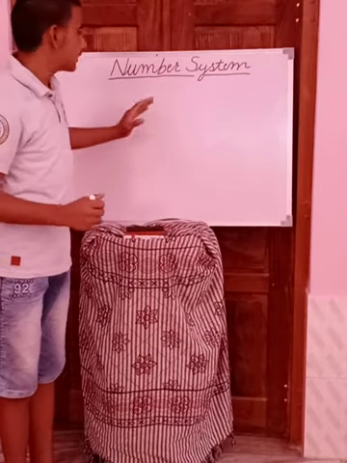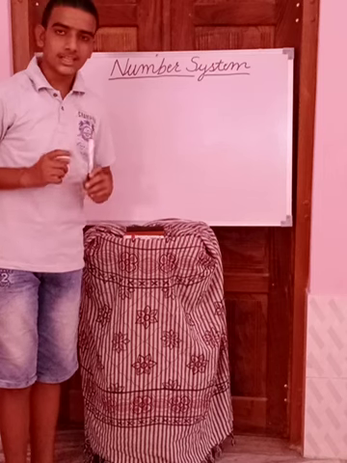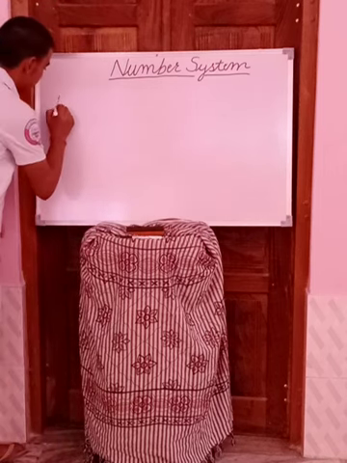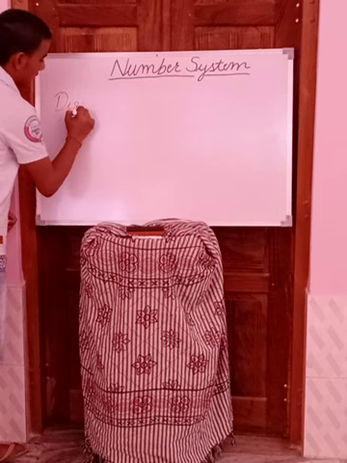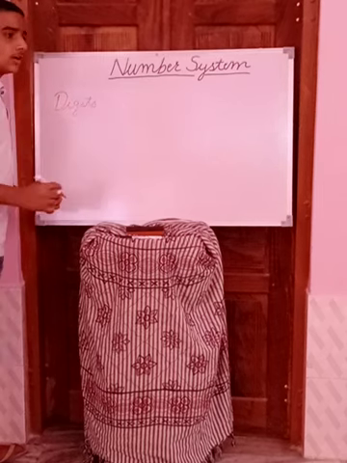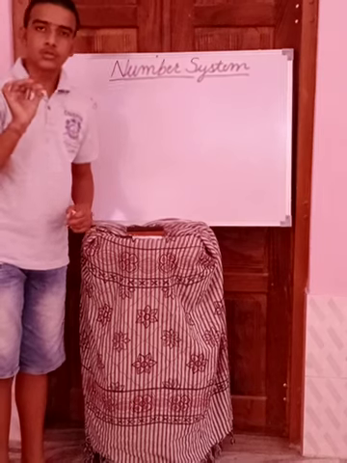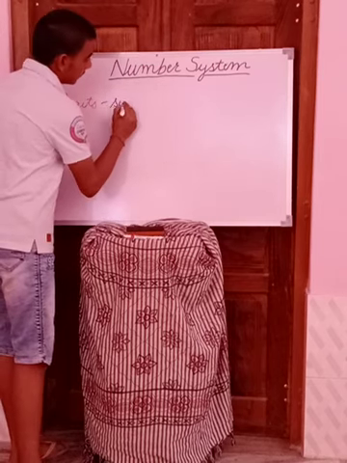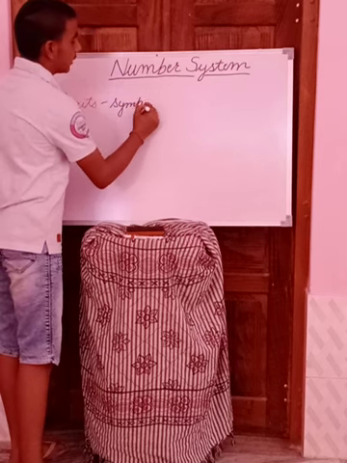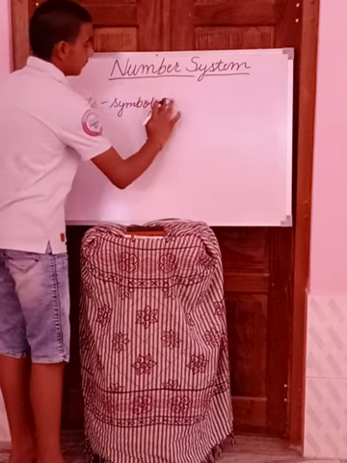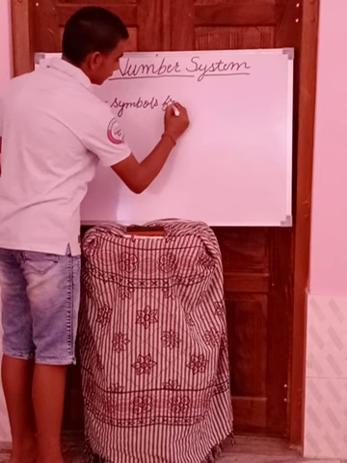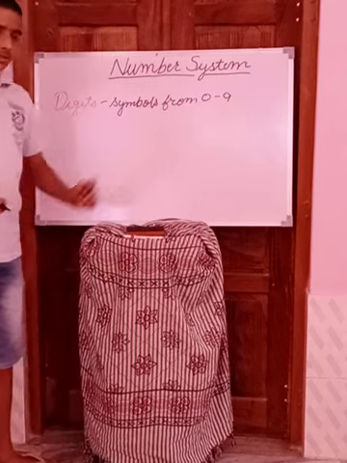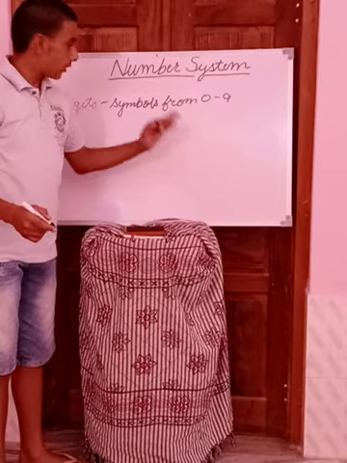Today we are going to discuss the number system chapter. So let's get started. Firstly, we will discuss digits. Now, what are digits? Digits are symbols from 0 to 9. Means symbols from 0 to 9 are known as digits. So these are the digits.